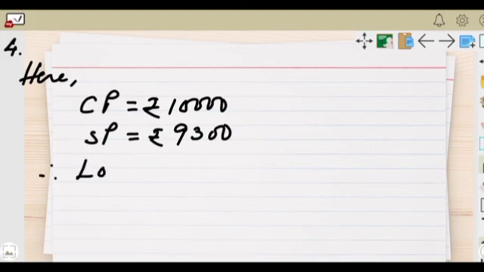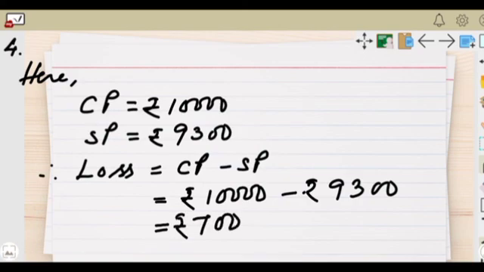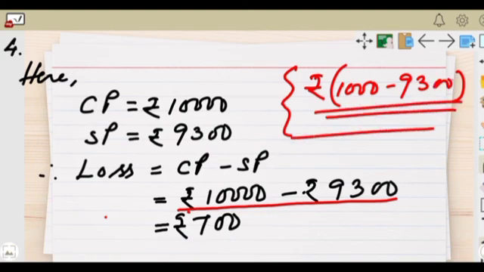Therefore, loss is how much? CP minus SP. Here the cost price is 10,000. So we can write here 10,000 minus what is the SP here? 9,300. Okay, equal to how much will we have? Just 700. And we need to write the rupees here. Okay, pay attention here. Let me tell you one important thing. Instead of writing rupees 10,000 minus rupees 9,300, you can write it in this form. Just write rupees here, and inside the bracket, you can write 10,000 minus 9,300. Like this also you can write.